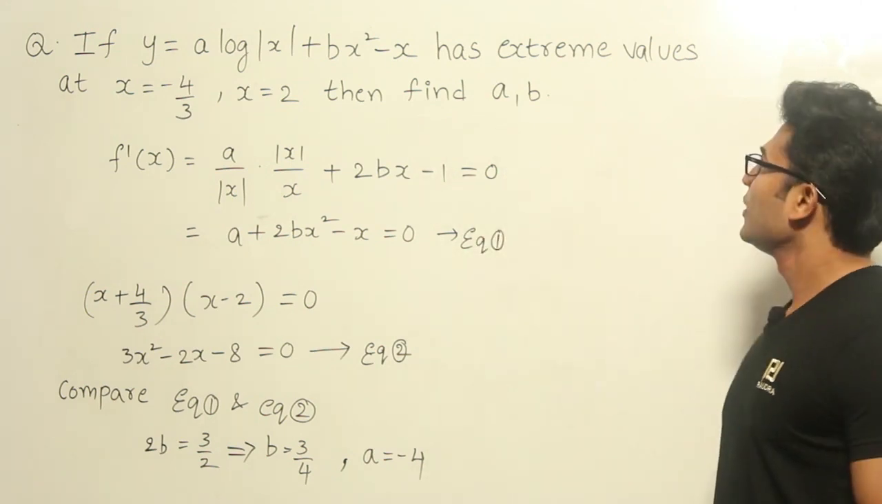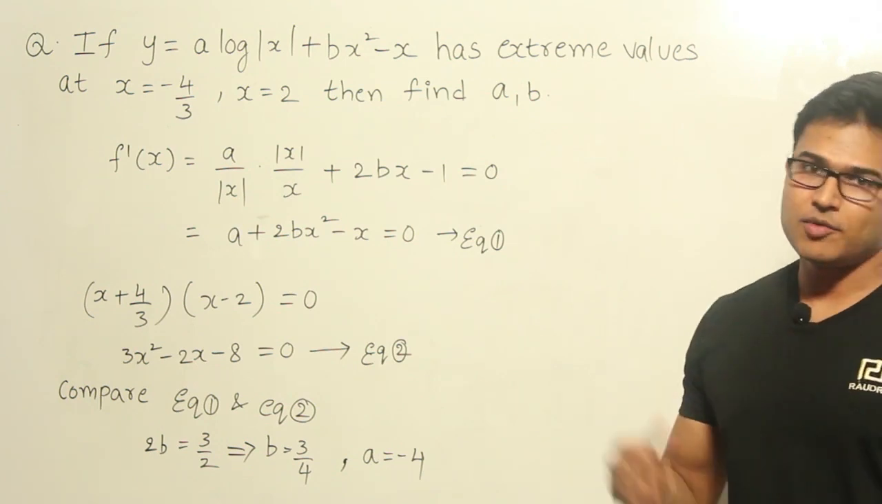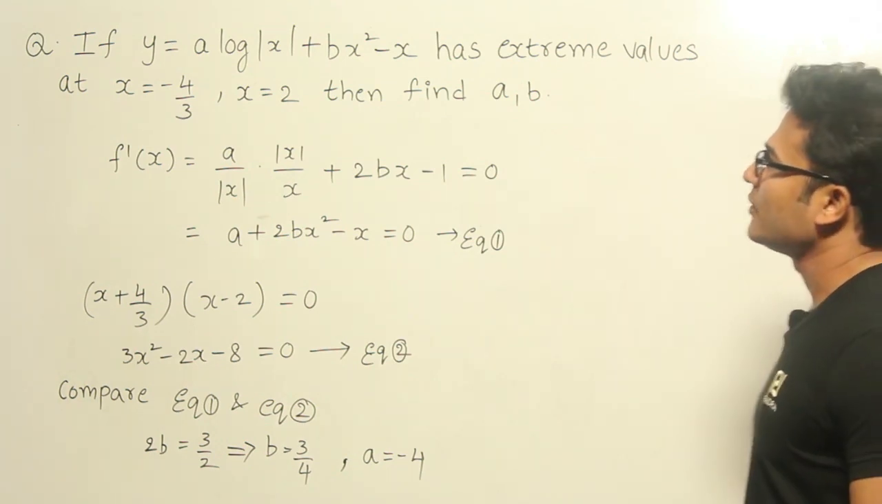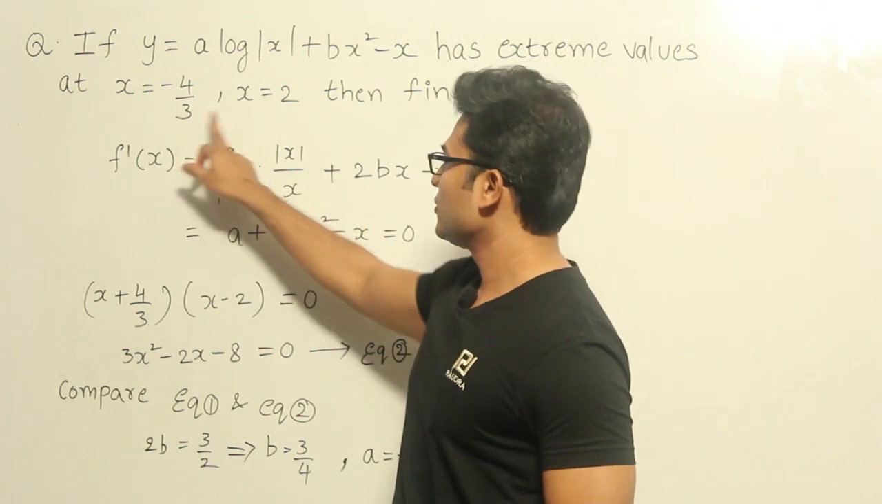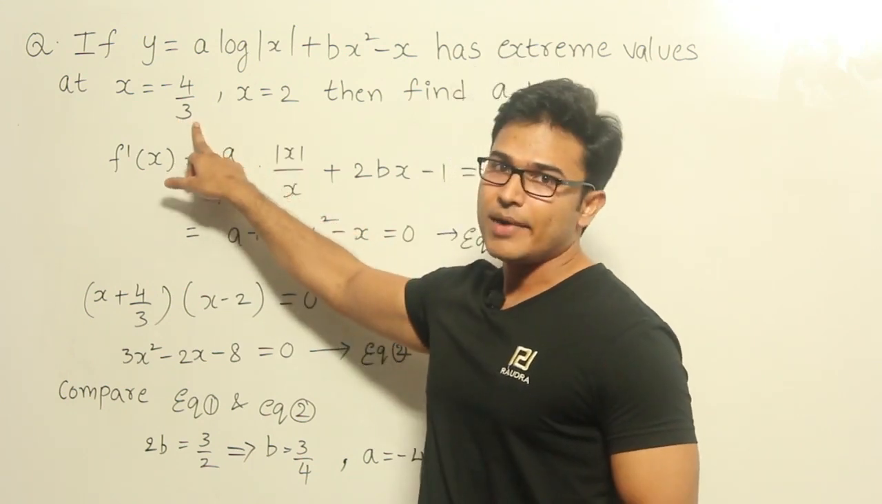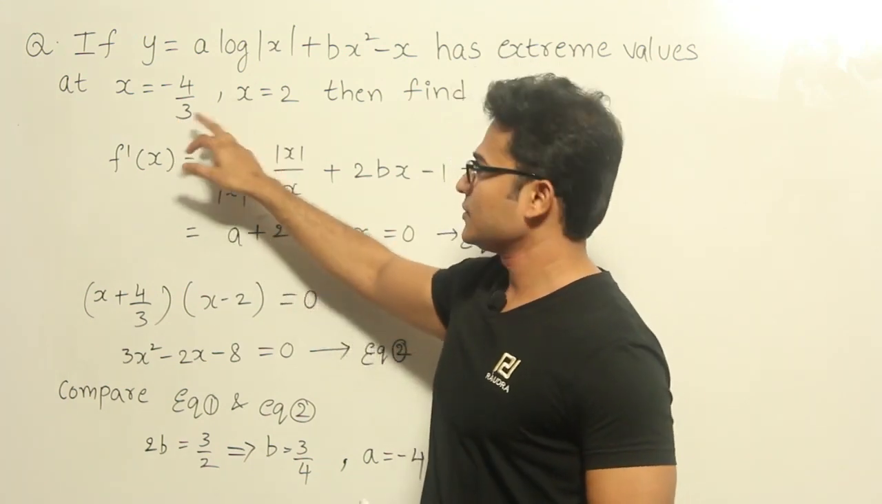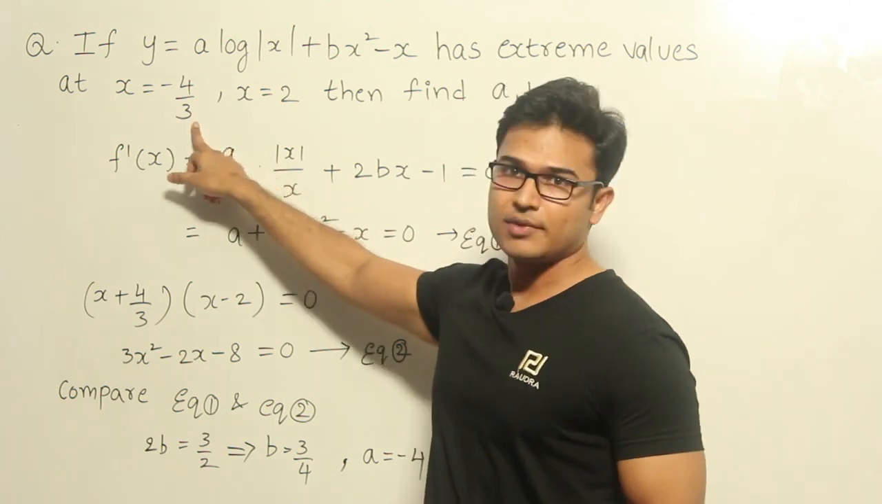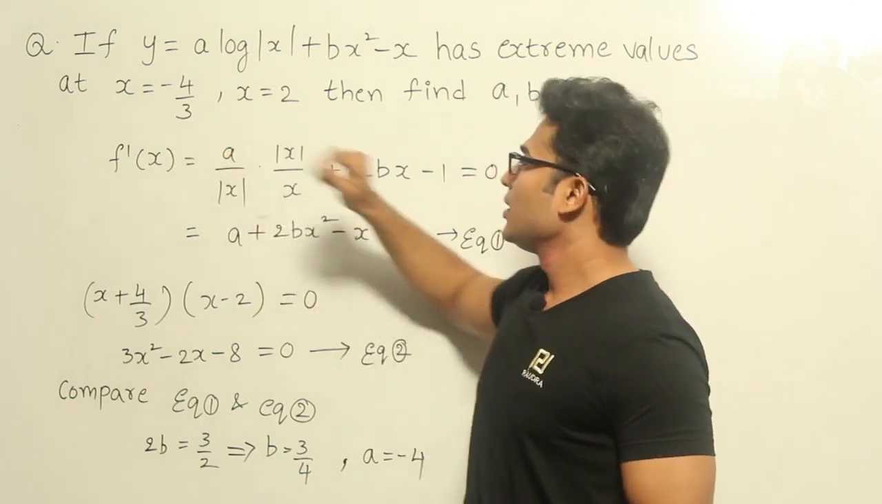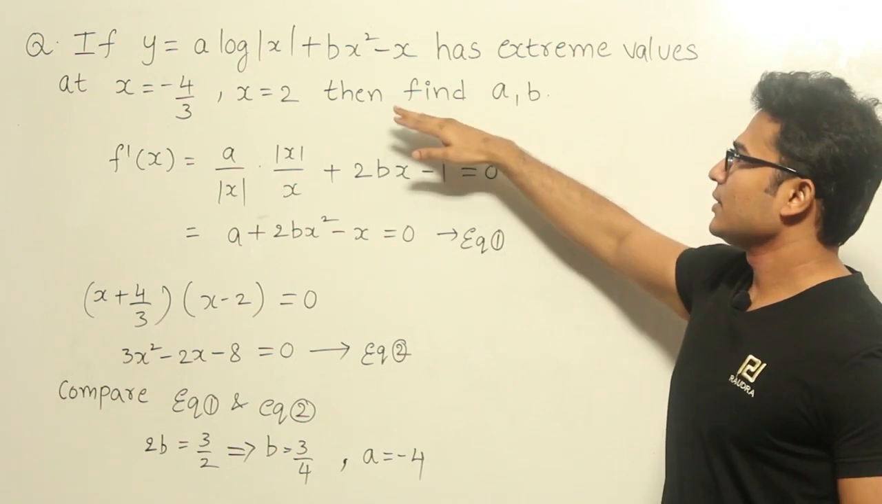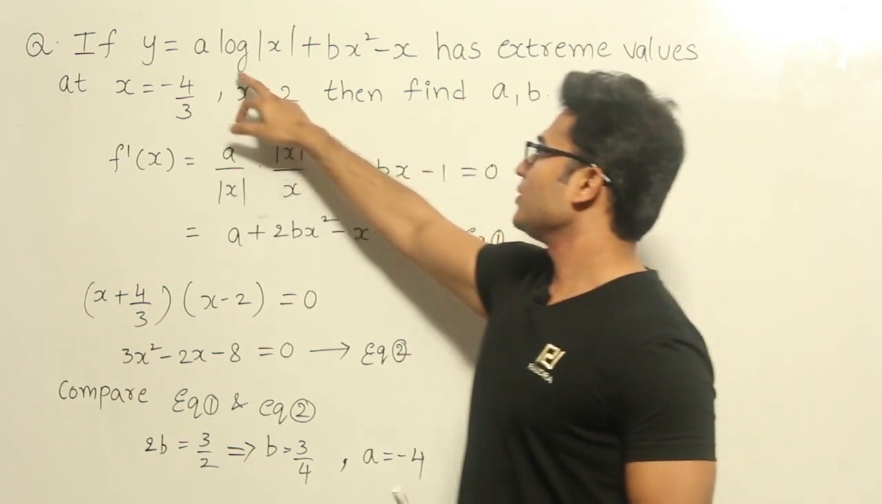So they are saying that extreme values means either minimum or maximum. They are already giving that either at x equal to this value or this value we are having the extreme values, which means either this can be maximum or minimum and this can be maximum or minimum, right? Now given this, they are asking us to find out what could be the values of a and b.